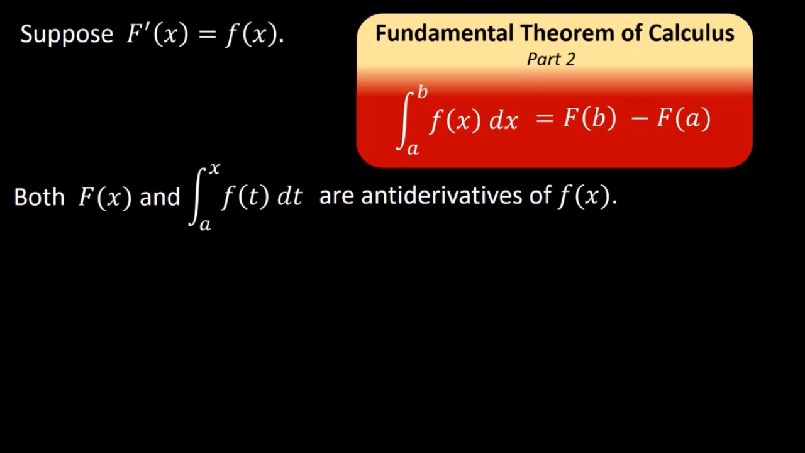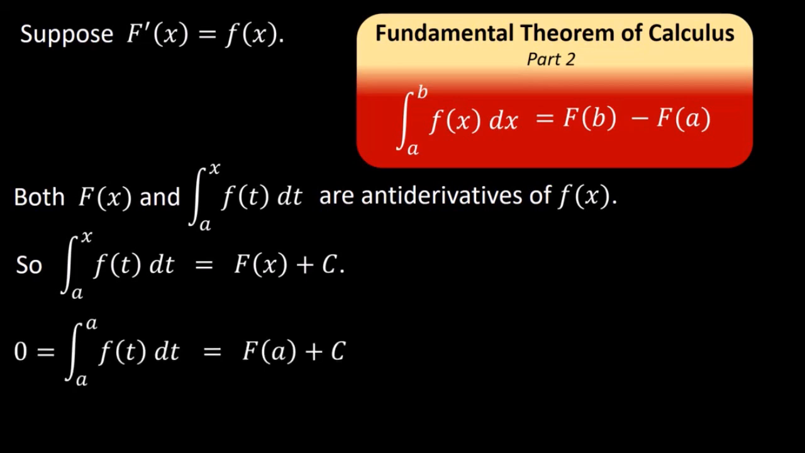Now, from part one of the theorem, I know that this integral from a to x of little f is an antiderivative. But now I have some other, possibly different antiderivative, capital F. Well, they have to be the same thing up to a constant. So I'm going to write that down by saying the integral from a to x, f of t dt, must be equal to capital F plus a constant capital C. But now I have enough information to determine what that constant capital C is.